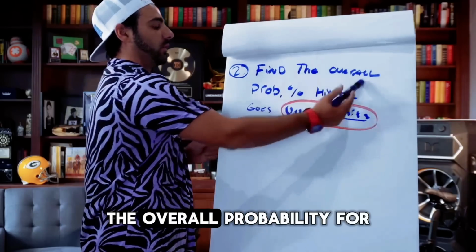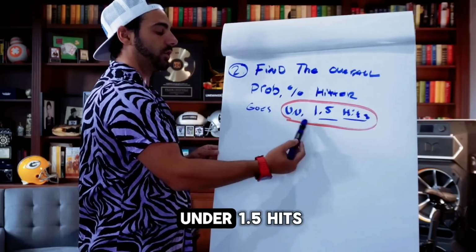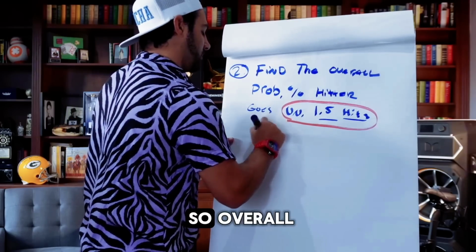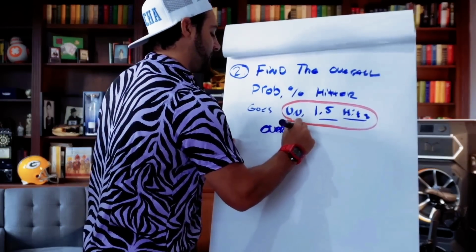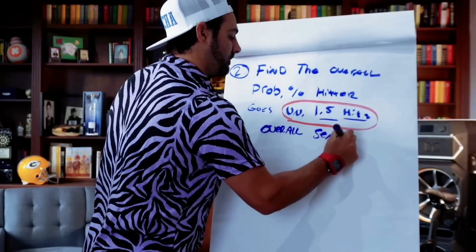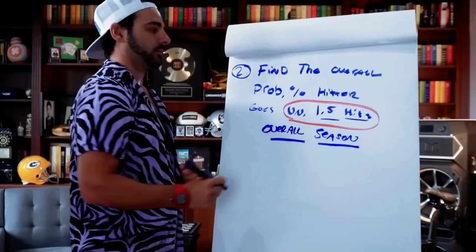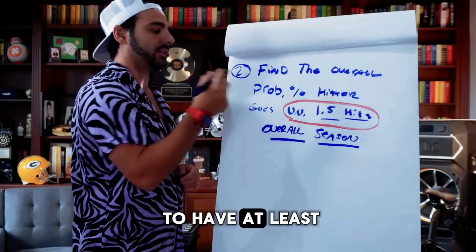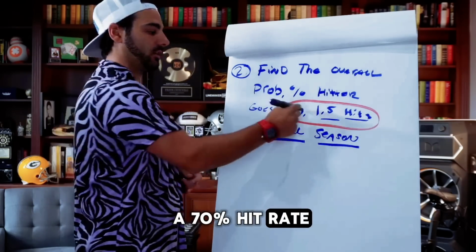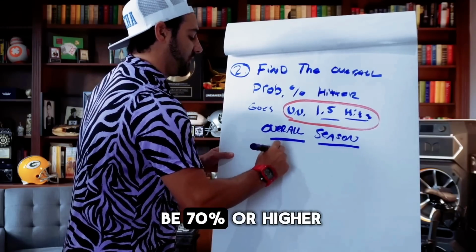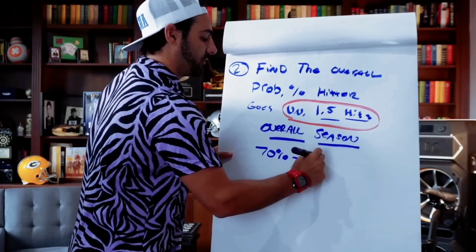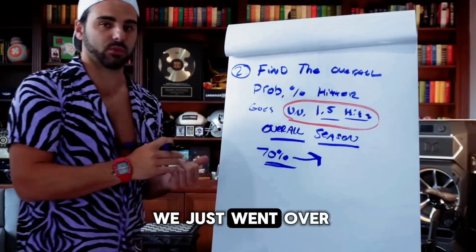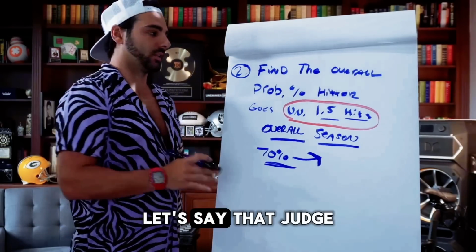Okay, so you want to find what the overall probability is for that hitter to go under 1.5 hits on the season. Okay, so overall on the season. Now, what you need is you need this player to have at least a 70% hit rate on this bet. So they need to be 70% or higher overall.